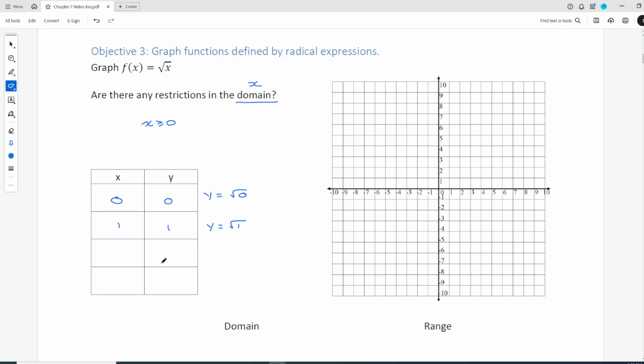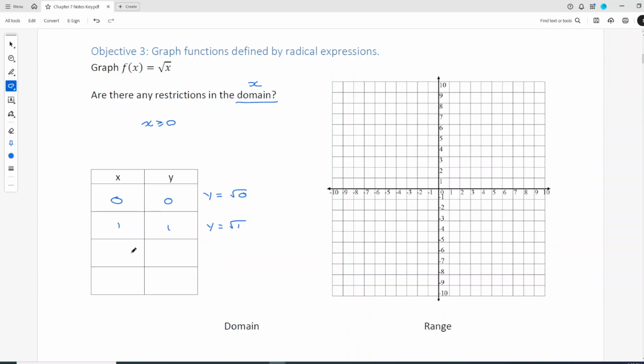Now, here's my question. Should I pick 2? If I plug in 2, y would equal the square root of 2. Well, if I plug into my calculator the square root of 2, I get 1.4142135562. I don't want to graph that. So I'm going to skip 2 and I'm going to skip 3. Actually, I'm going to go to my next perfect square.